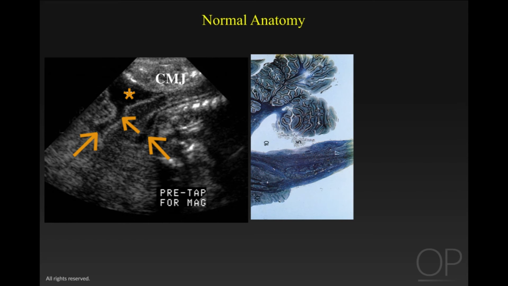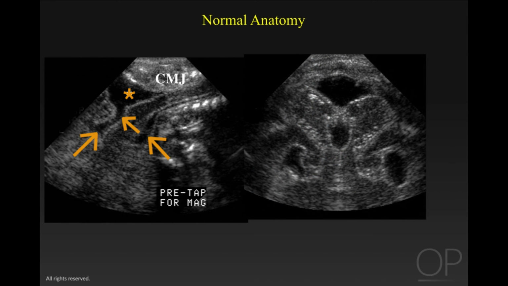One should be able to see all of these structures in a normal infant. When you turn the transducer 90 degrees, we can now see both lobes of the cerebellum and the cisterna magna, as well as the fourth ventricle and its lateral recesses. So this is a very useful approach for evaluation of congenital anomalies and marked posterior fossa hydrocephalus.